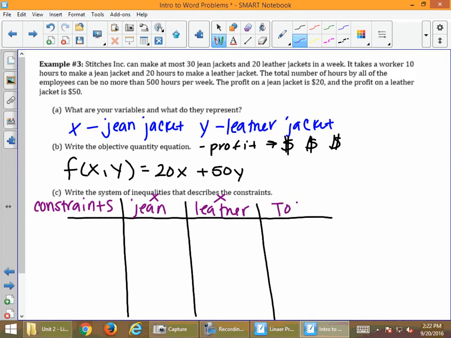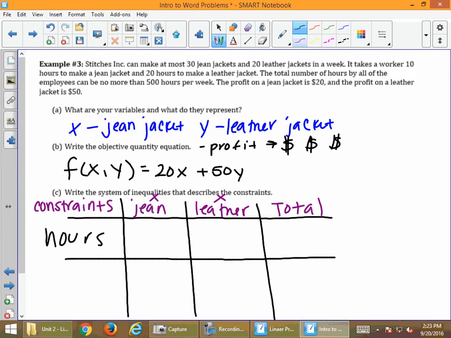Now spell it right this time. There we go. Ink your lines. What's limiting us? Hours. Yep. This is where it's a little different. What else is limiting us?